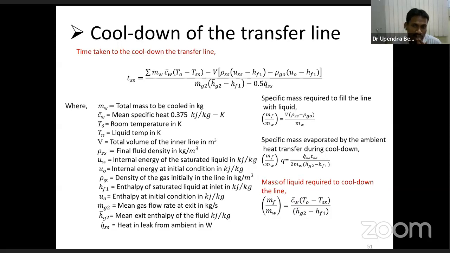As I have not much time, I'll just go a little faster. These are the equations for finding out the specific mass required to fill the line with liquid. Then the specific mass evaporated by ambient heat transfer during cool down can be found from this equation. And this, of course, I told, is the mass required to cool down the line.